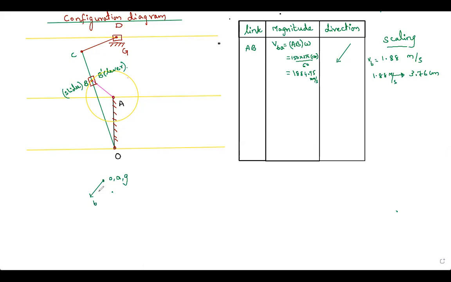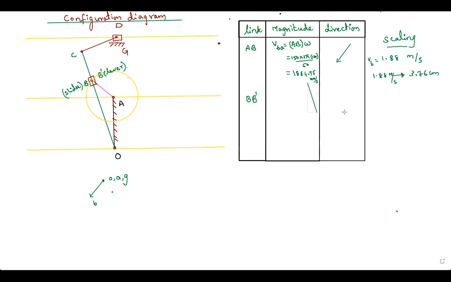Now, what is the next thing you know? Next thing is B with respect to B dash. B dash is fixed, B is sliding over it. So what did we discuss earlier? Whenever a body is sliding, the velocity is always parallel to the motion of the link on which it's sliding. Parallel means this direction, and since it is anti-clockwise, the slider is going to go down.